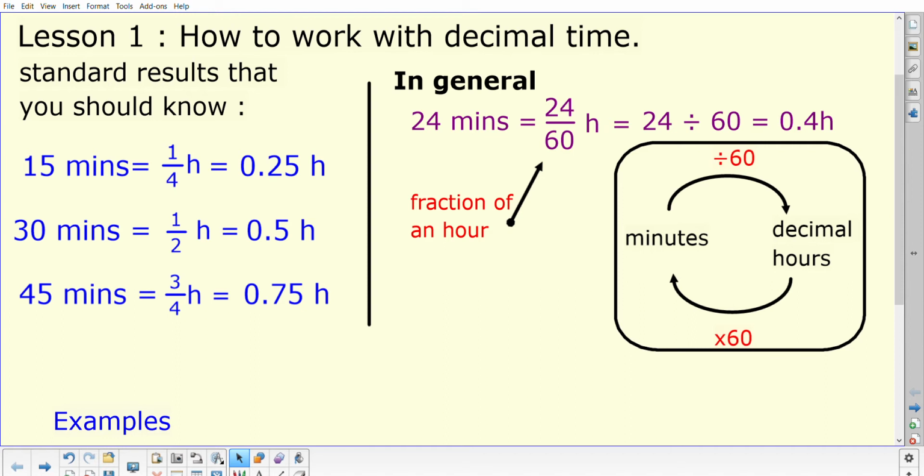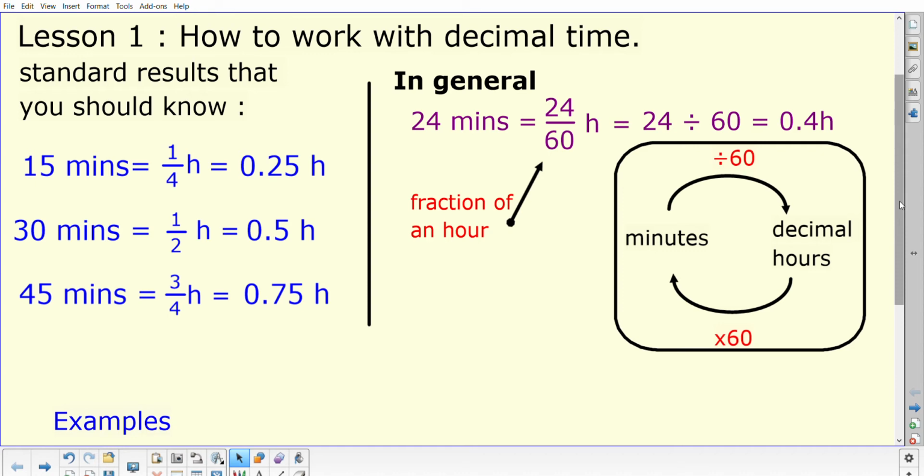So this little diagram here with the minutes and the decimal hours: changing from minutes into decimal hours, the process is divide by 60. If you're going back the other way, you're multiplying by 60. But these ones on the left here, these are ones that you should just try to remember. 15 minutes, quarter of an hour, 0.25. 30 minutes, half an hour, 0.5, and so on.